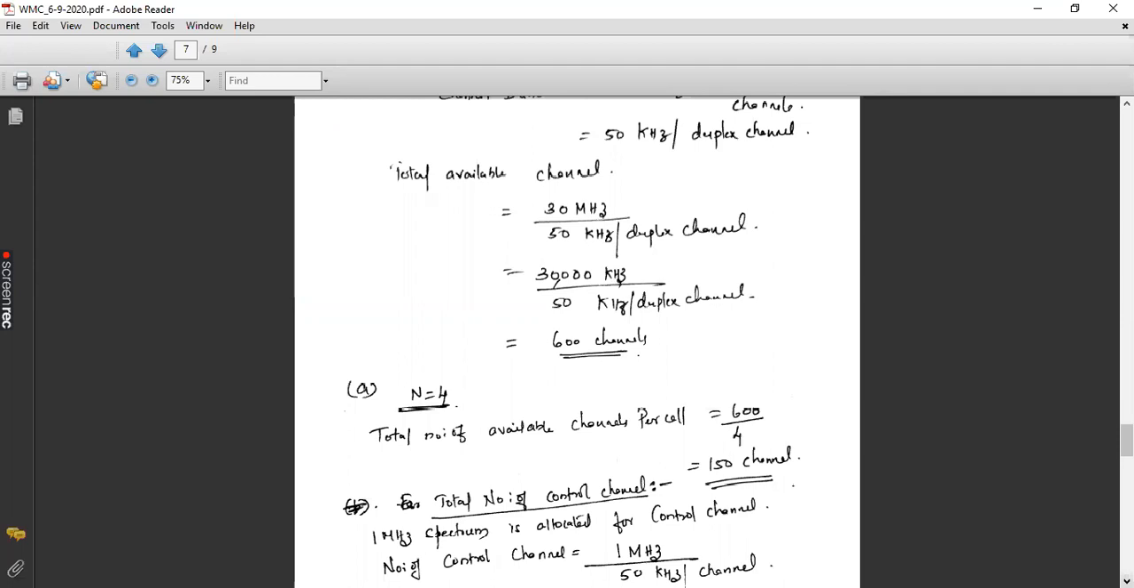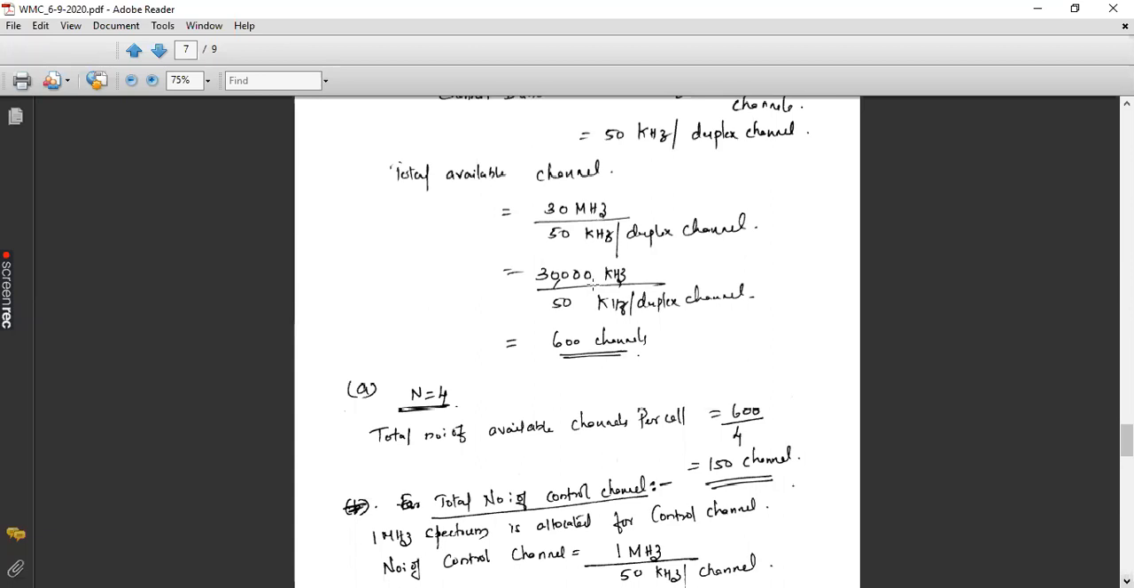But this 150 will include both control channels as well as voice channels. So you need to calculate the separate number of control channels and the separate number of voice channels. For that, we need to go to the condition. The condition given in the question is, out of 30 megahertz, 1 megahertz is confined or dedicated only to control channels, isn't it?